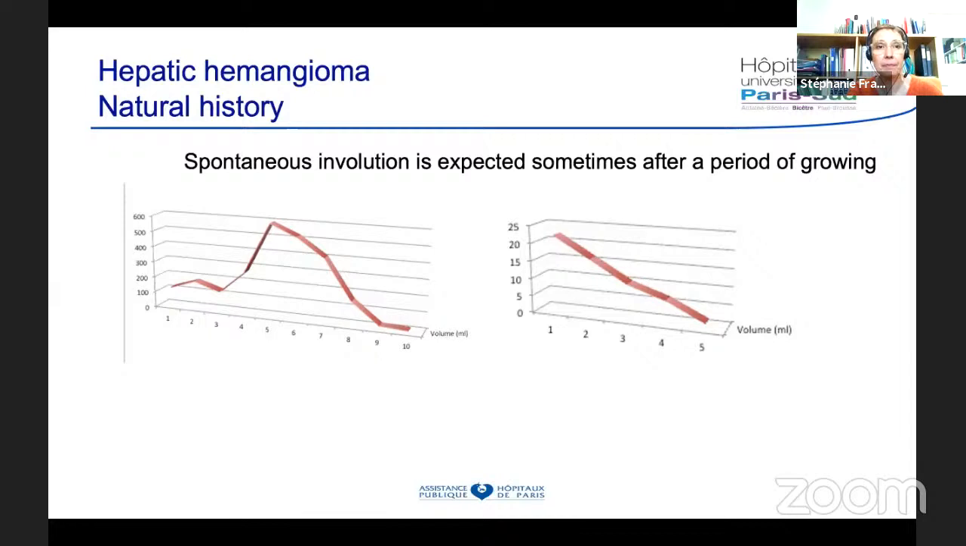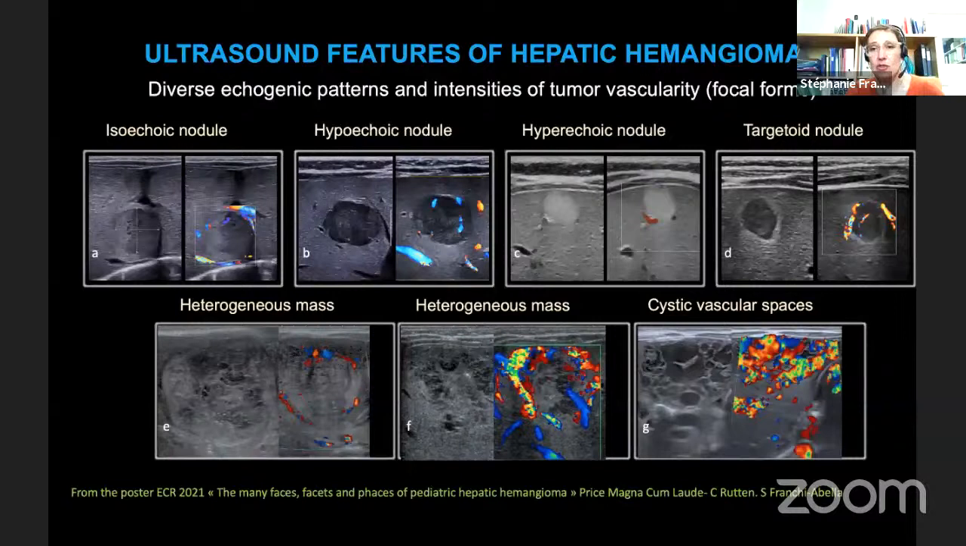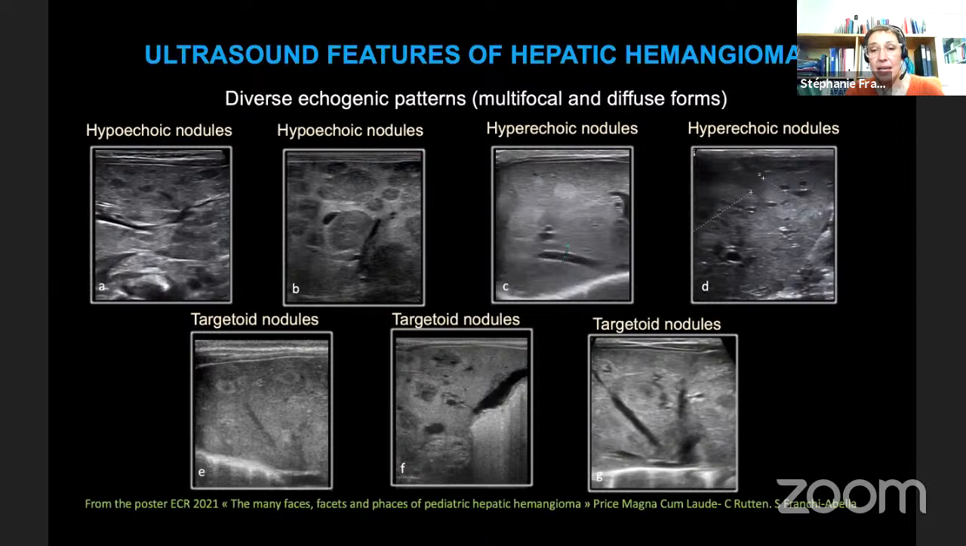You can see on this slide that the aspect on the ultrasound is extremely various. It can be of any echogenicity, homogeneous or heterogeneous, and the intensity of the vascularization is highly variable. Once again, it's the same thing when you look at the multifocal or the diffuse form. So you won't be able to make the diagnosis because it is hyper or hypoechoic. It can take any form.